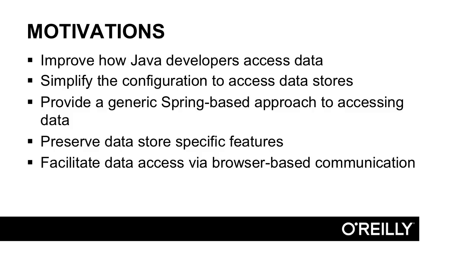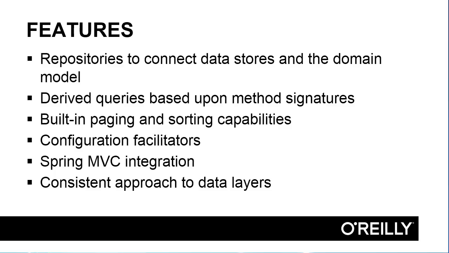Another goal of the Spring Data project was to facilitate the construction of REST APIs. Many applications have moved to browser based communication where we're accessing data via AJAX calls or through JavaScript. And there have been components built into Spring Data that make building these REST APIs much easier. Now that we know what the Spring Data project is trying to achieve, let's talk about some of the features that allow the project to achieve its goals.